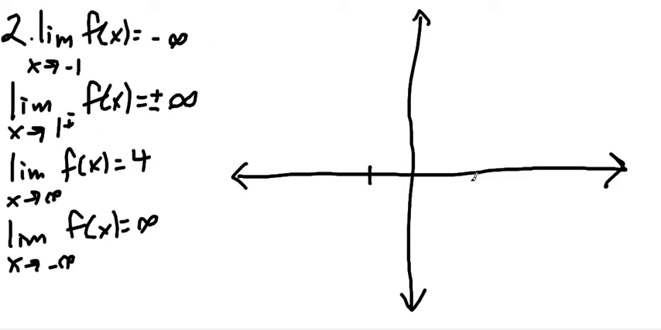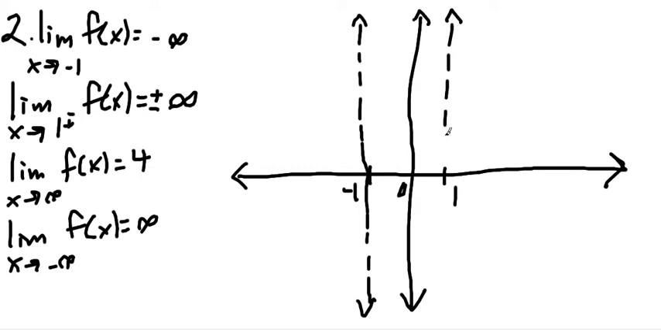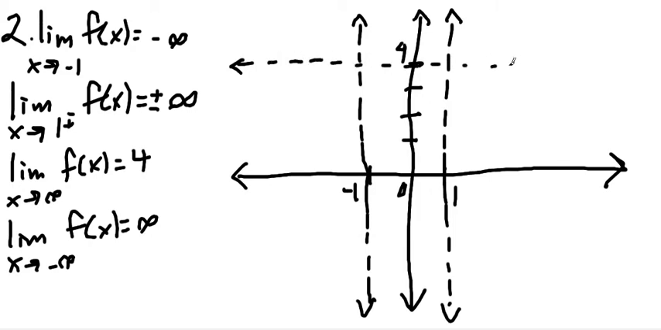So let's sort of sketch those. There's -1, there's +1, here's the origin. So here is a vertical asymptote at x equal to -1. Here is a vertical asymptote at x equal to 1. We also have a horizontal asymptote at y equal to 4. So 1, 2, 3, 4. Great. And so that looks something like that.